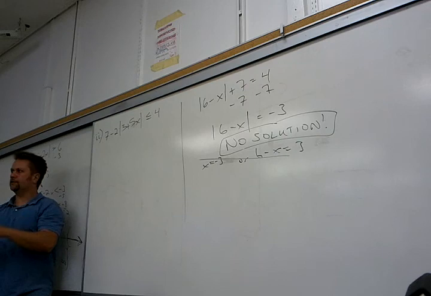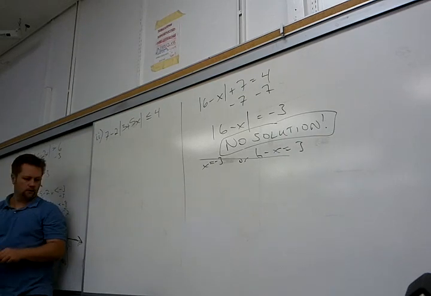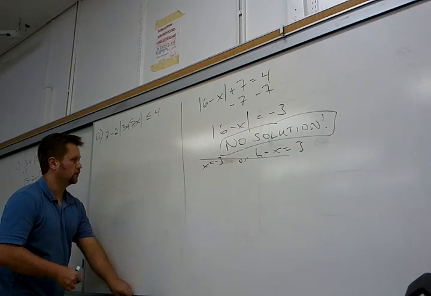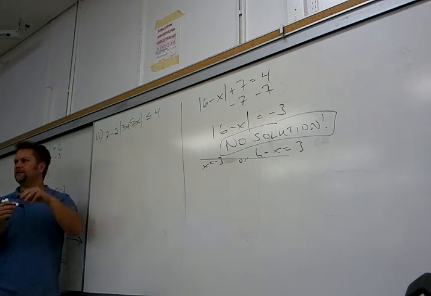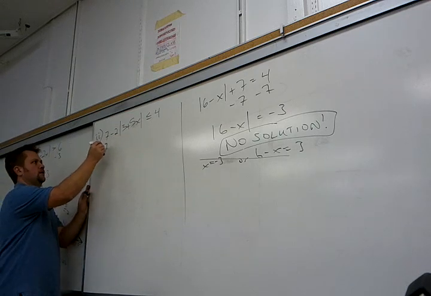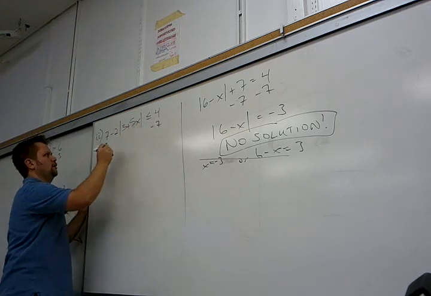Alright, so let's do this one together. What's the very first thing I should do here? Subtract 7 minus 2. Get the absolute value piece by itself first, right? Yeah. So subtract 7. If I do that, is the absolute value piece by itself?